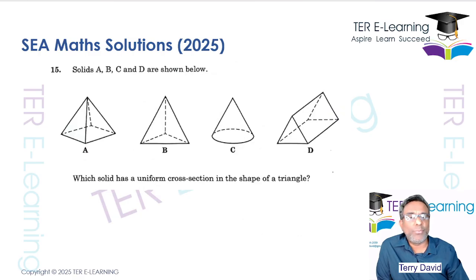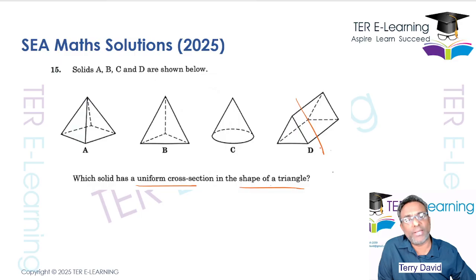Question 14, we have some solids here. And which solid has a uniform cross-section? So when I say uniform cross-section, we're talking about if we cut this thing and they want us to get a shape of a triangle. So the only one that's going to give us a uniform cross-section here is if we cut this one here. So the answer is going to be D.